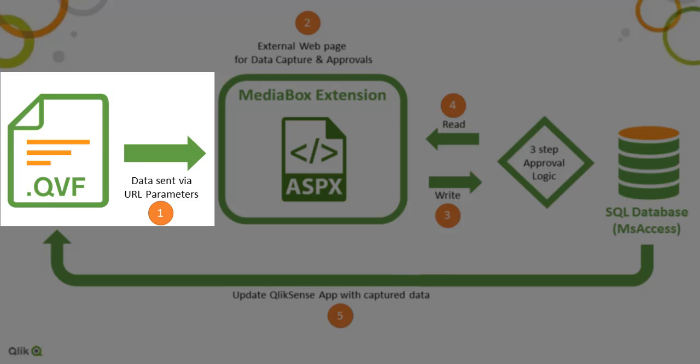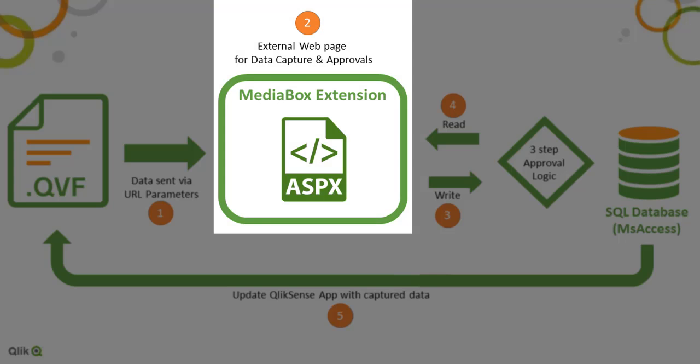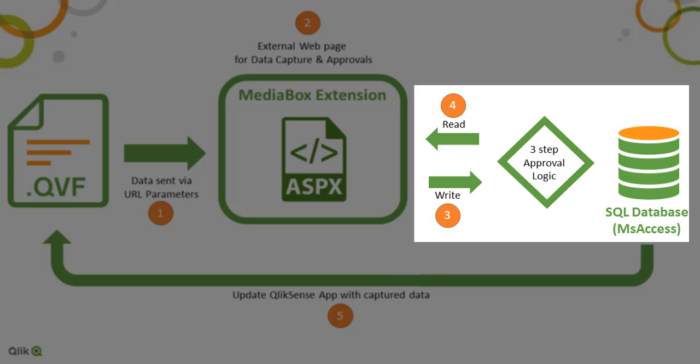Selected record and current selections are transmitted to the custom webpage via URL parameters. A custom web page displays the attached messages and allows users to input their approval decisions. Once a decision is made, the decision for that record along with the user message is written to an external database, and the same data is transmitted back to the web page for display purposes.